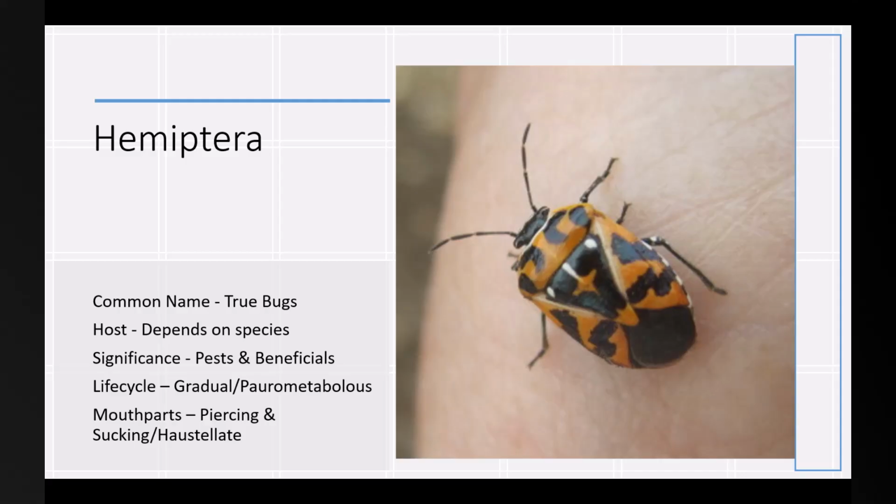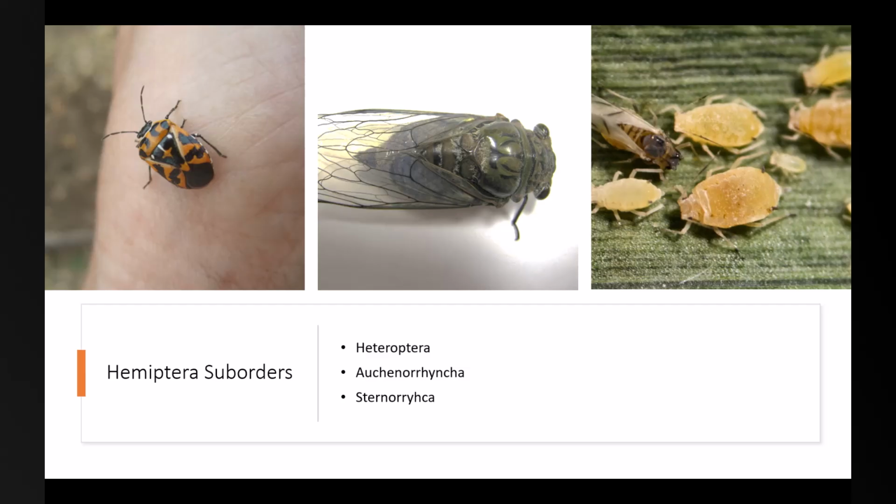The order Hemiptera can be further divided into 3 suborders, and if you can organize these suborders, it will help you to identify the specimens a little better. It's a good idea for intermediates and seniors to know the 3 different types of suborders, especially if you're going to be competing at the state level. You will be required to differentiate between the suborder Heteroptera, Auchenorrhyncha, and Sternorrhyncha.